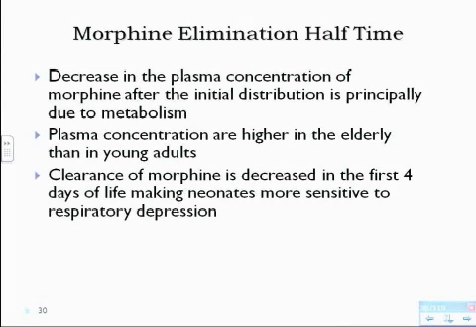If you have people that are limited in their metabolism, which is the elderly or young kids where they don't have the P450 really cranked, then these people will have a prolonged effect and a delayed clearance. Clearance of morphine is decreased in the first 4 days of life, making the neonates more sensitive to respiratory depression of morphine. So you've got to be aware of that. Not that we give it very much to neonates, but if you end up doing an anesthetic case and you add morphine to them, I wouldn't recommend it. I think you should be better off with something that's a lipid soluble agent like fentanyl.